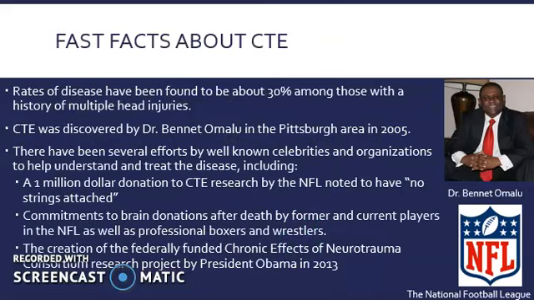Before we delve into the research I selected on CTE here, I thought it'd be a good idea to share just some fast facts about CTE, just a little bit more understanding about where it comes from, how we got to this point. The first one would be that the rates currently of the disease have been found to be about 30% among those with a history of multiple head injuries, regardless of how those injuries were caused. This shows that brain trauma of any and all kinds can cause CTE, meaning that all it takes is one strong blow that can induce the tau protein to phosphorylate and thus cause the disease to begin developing.